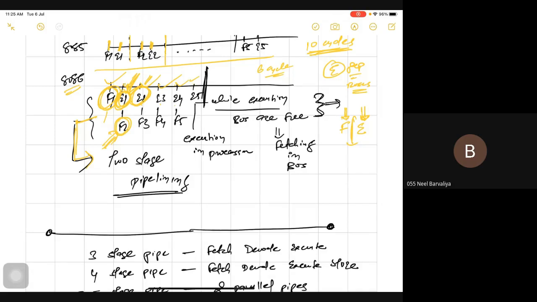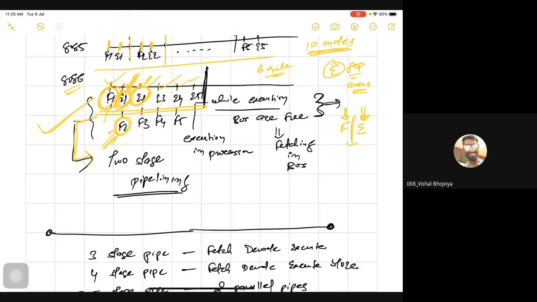This is called a 2-stage pipeline. Why is it called a 2-stage pipeline? Because we have divided our instruction into 2 parts, fetch and execute. So 2 things can be done in parallel, and that's why it is a 2-stage pipeline. By a 2-stage pipeline, you can increase the speed. Get it?